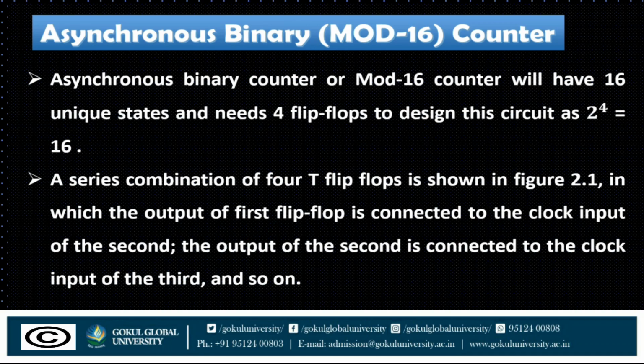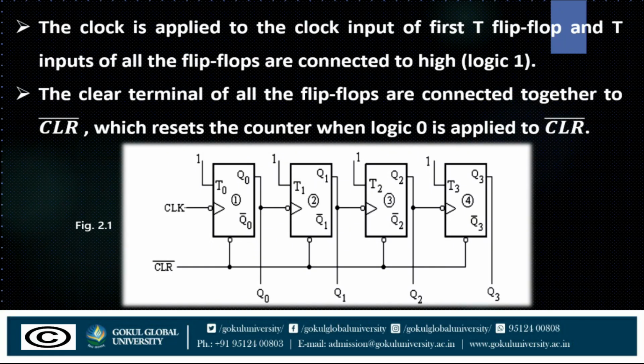A synchronous binary mode 16 counter. A synchronous binary counter or a mode 16 counter has 16 unique states and needs 4 flip-flops to design this circuit, as 2 raised to 4 is equal to 16. A series combination of 4 T flip-flops is shown in figure 2.1, in which the output of the first flip-flop is connected to the clock input of the second. The output of the second is connected to the clock input of the third, and so on. The clock is applied to the clock input of the first T flip-flop, and the T inputs of all the flip-flops are connected to high logic 1.